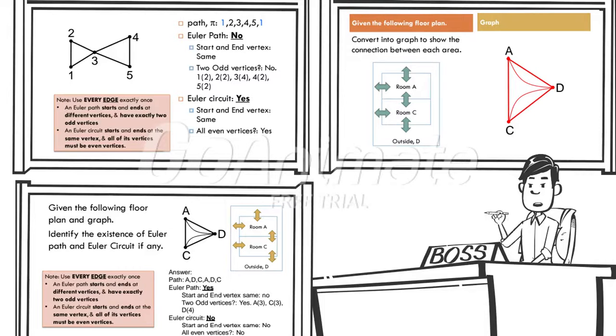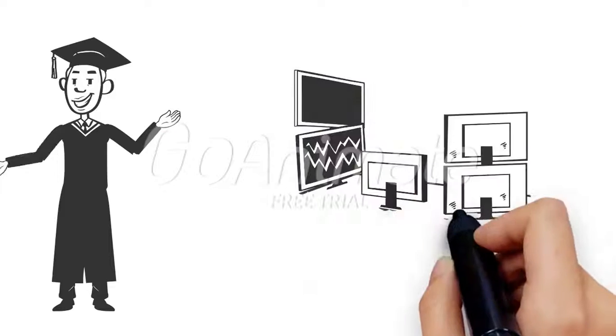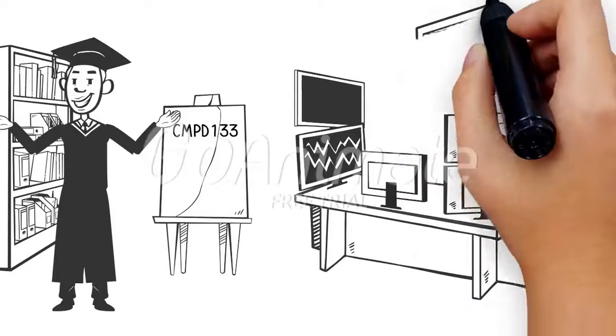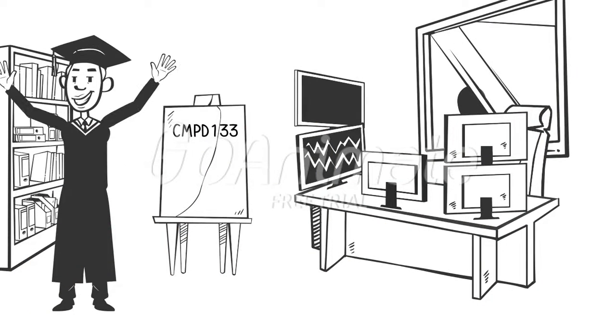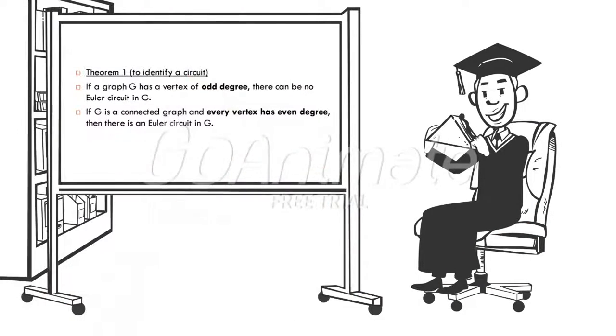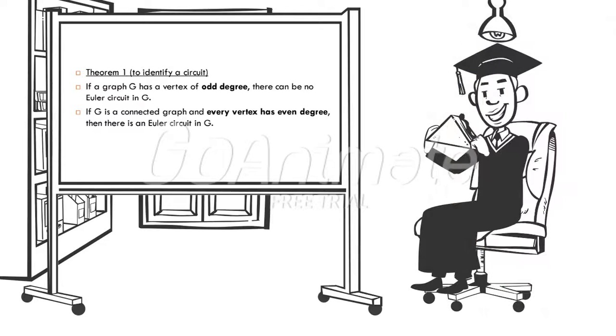Now my friend AIman will explain the theorems, in particular Euler's techniques. Thank you, Syakir. Okay guys, my name is Shahirul AIman, and I'm here to explain the theorem of Euler path or circuit. So, there are two theorems to identify a circuit or a path. The first theorem is how to identify a circuit. If the graph has a vertex of odd degree, there can be no Euler circuit in the graph. An Euler circuit can only be identified if the graph is connected and every vertex has even degree.